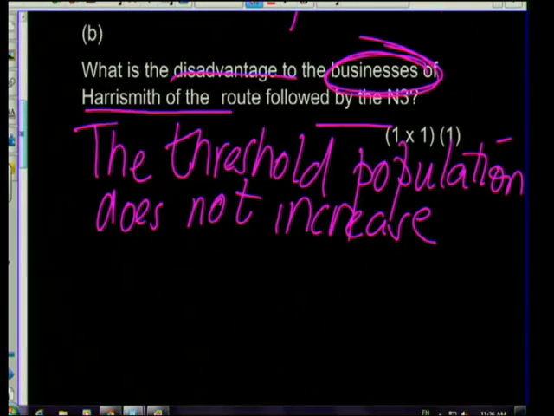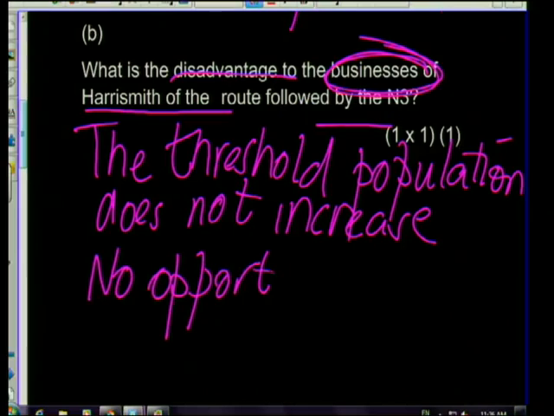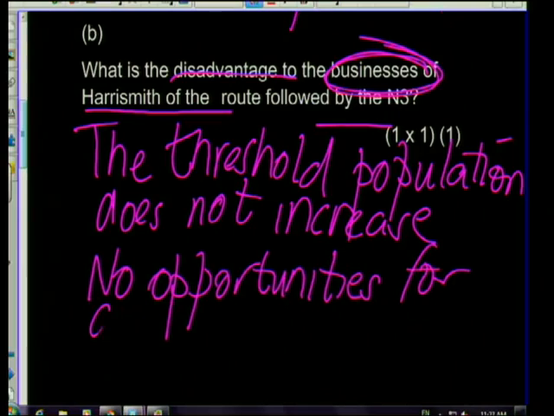What else? No opportunities for growth of the business. So, whilst it has its advantages, it also has its disadvantages, because local business does not get more population to improve the amount of transactions in trade, especially with regards to the buying and selling of goods. Let's go to our next question.